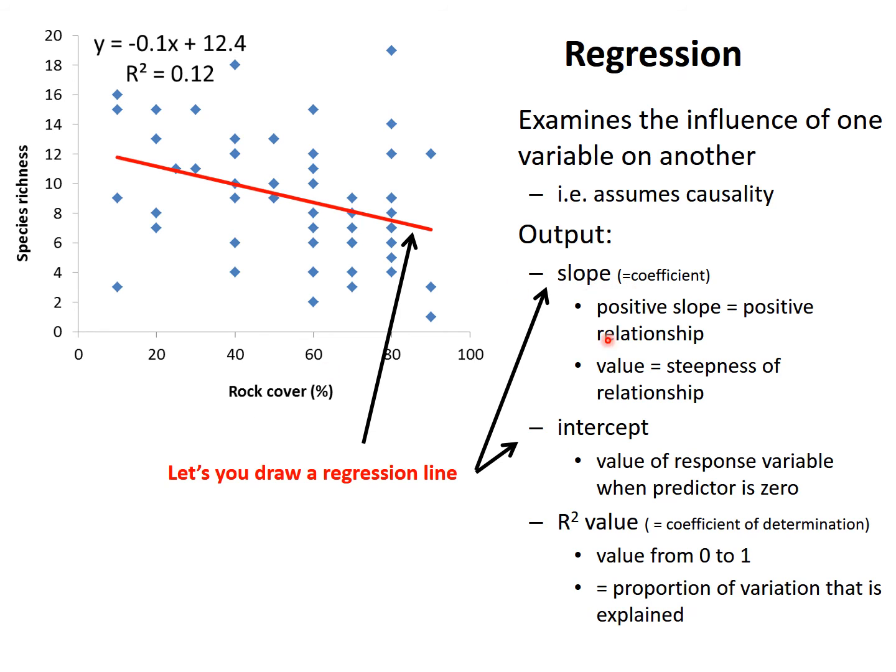Now, the slope and the intercept are what you need to draw this regression line, and that's important for us because it allows us to draw this best fit line or this regression line to see what the actual pattern is.